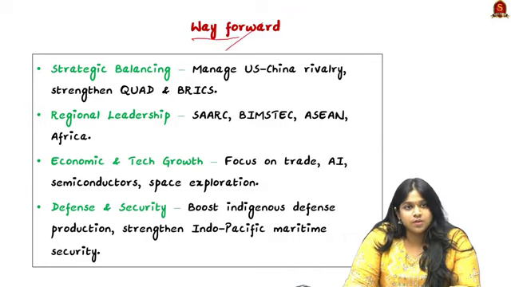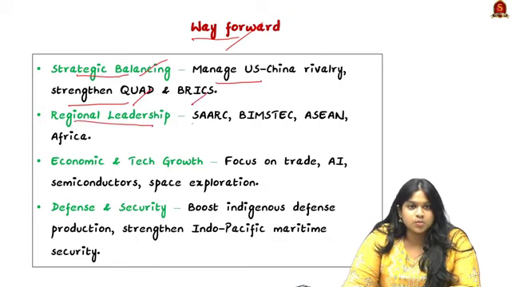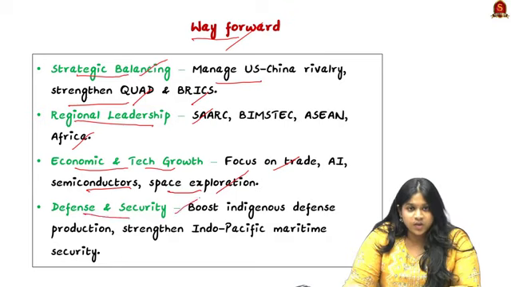So let's look at the way forward. Having strategic balancing, managing US-China rivalry, strengthening Quad, BRICS, bringing leadership importance such as I told before, SAARC, BIMSTEC, ASEAN and African relations, economic and tech growth, focusing on trade, AI, semiconductors, space exploration, and having defense and security enhancements, boosting, as I told before, indigenous defense production, strengthening Indo-Pacific maritime security.